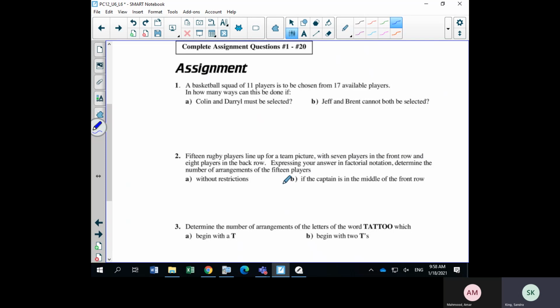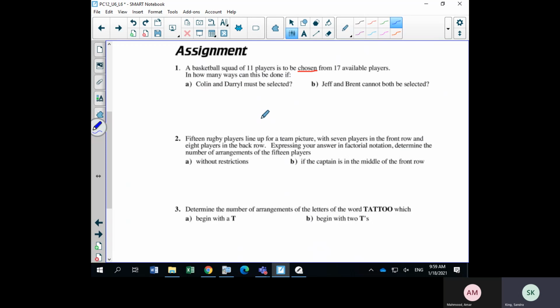This one is a little bit confusing for number 1 because they have the word choose. Some students would see this and think, oh, this is like a combination. But what you have is a squad of 11 basketball players to be chosen from 17 available players. In how many ways can this be done if Colin and Daryl must be selected? Okay, so we need to make a squad of 11 people.